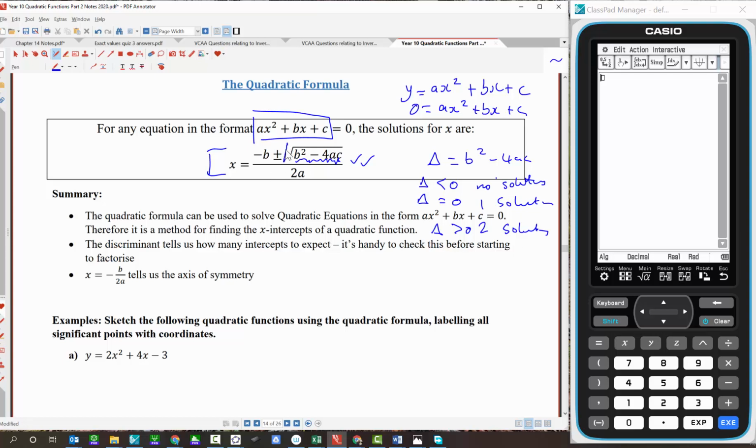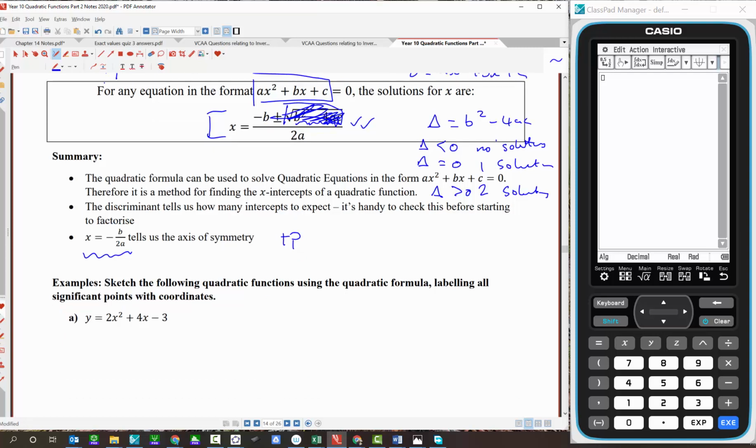Now, interestingly, if I remove the discriminant from the quadratic formula, I'm left with negative b on 2a. Remember, the plus minus portion is just the flip-flop either side, so if this is a parabola, the plus or minus square root of b squared take 4ac will be the flip-flop from the axis of symmetry. So if I remove the flip-flop, all I'm left with is the axis of symmetry, and there's a formula there: x is equal to negative b on 2a tells us the axis of symmetry. That's handy if we want to get the turning point of a function.